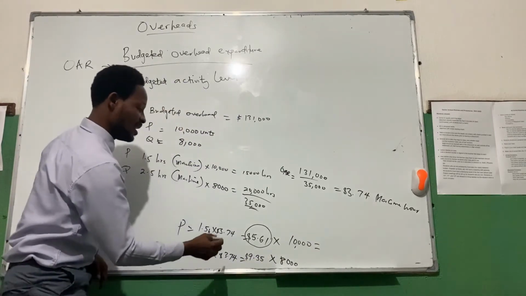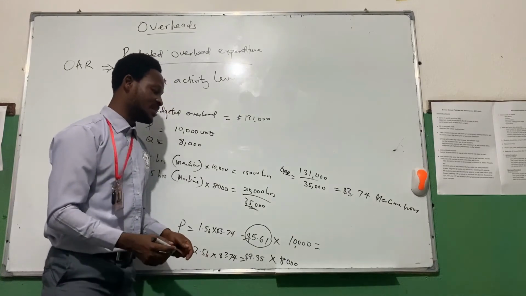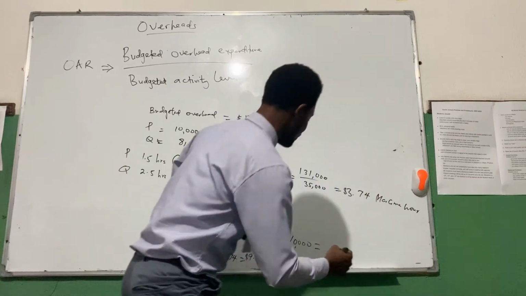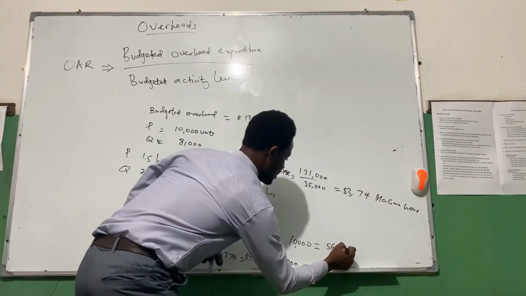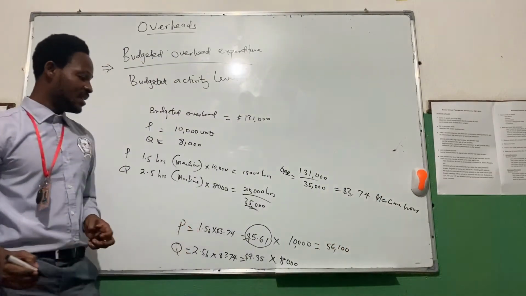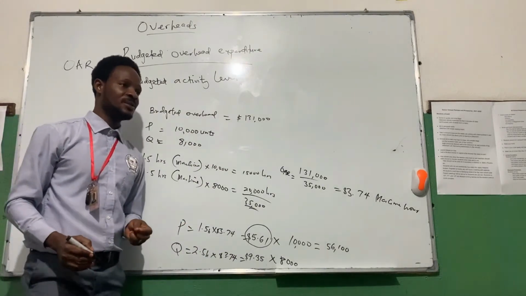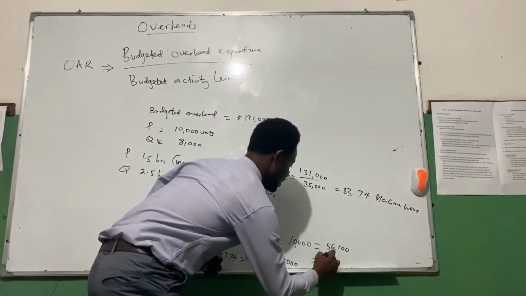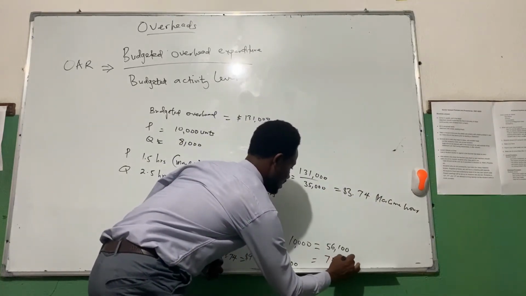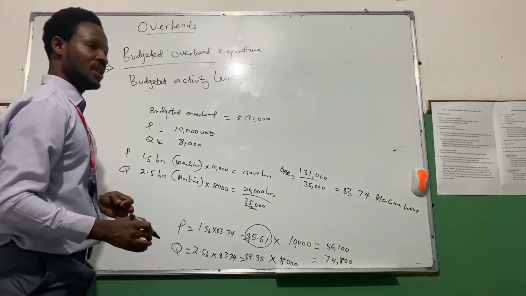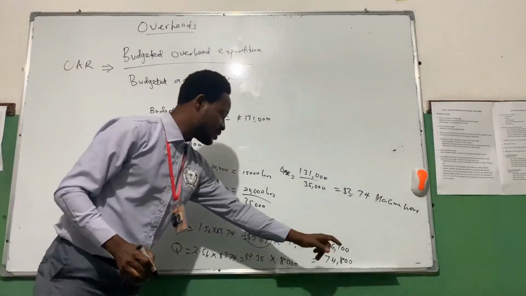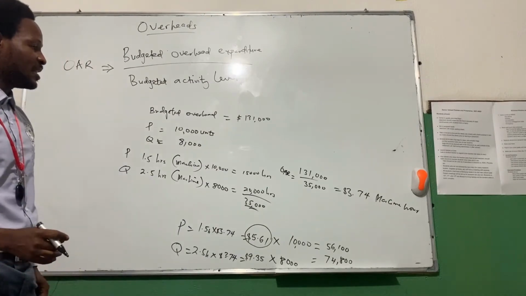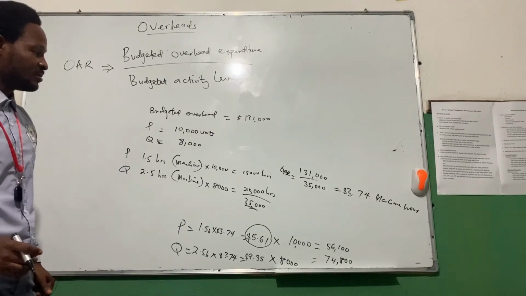So please give me the answer. 5.61 times 10,000 is 56,100. Then 9.35 times 8,000 is 74,800. Please add this up. 56,100 plus 74,800 is 130,900.